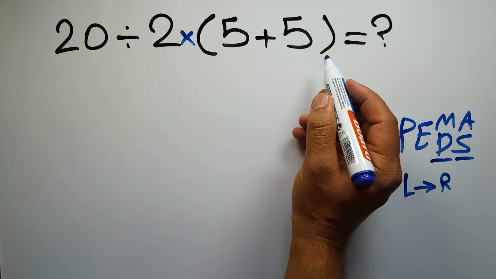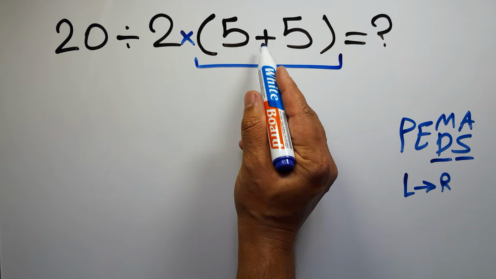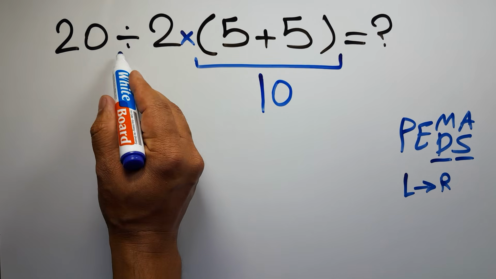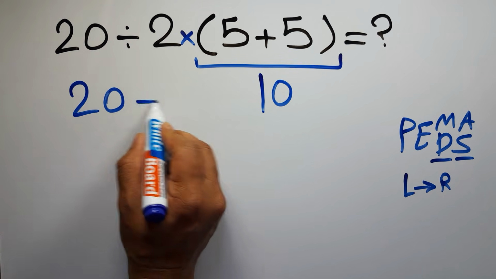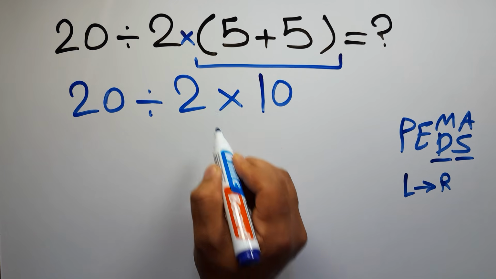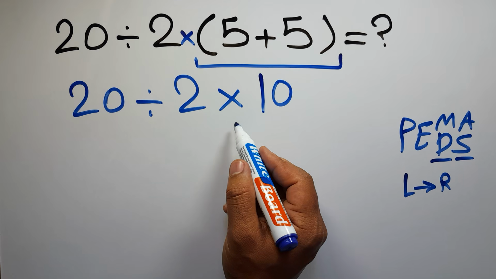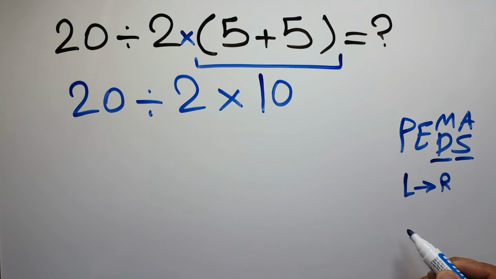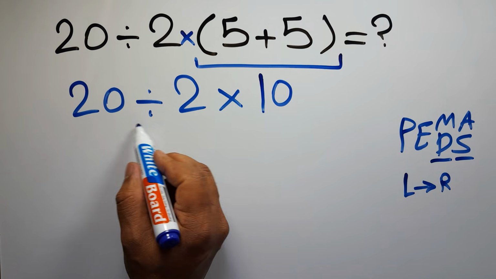So first we have to do this parentheses. Inside this parentheses, we have 5 plus 5, which equals 10. So we have 20 divided by 2, then times 10. Now in this expression, we have one division and one multiplication. According to the PEMDAS, as I said, multiplication and division have equal priority and we have to work from left to right. So here, first we have to do this division.